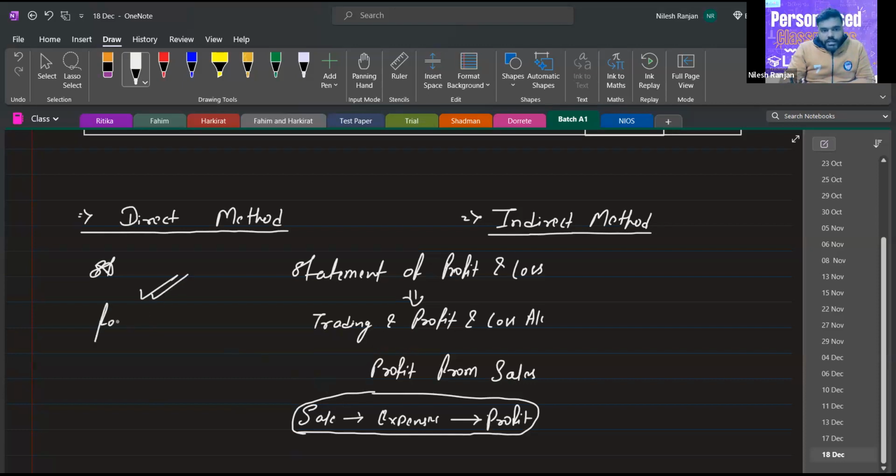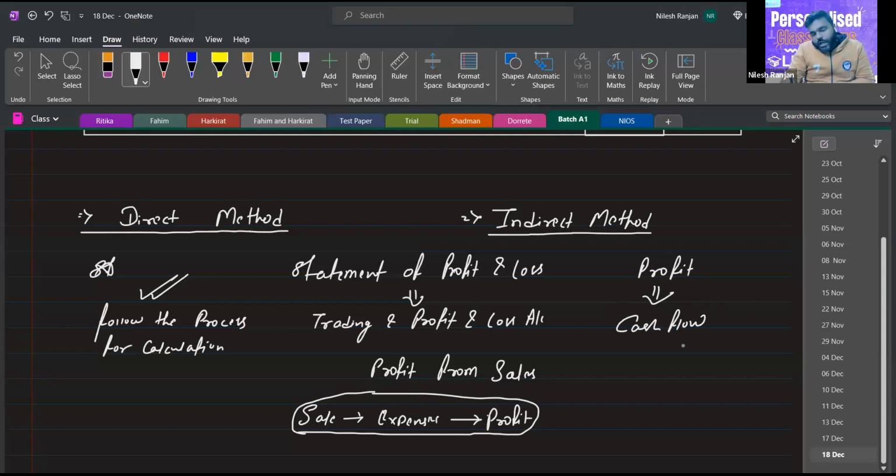So when we follow the same process for calculation of profit, then it is direct method. Now in indirect method, we calculate the same thing, but in reverse manner. Means first we know the profit, then from the profit we go to cash flow. So we go in reverse manner, not from sale to profit, we go profit to cash flow. So that's why it is called indirect method. Is it clear to you now?